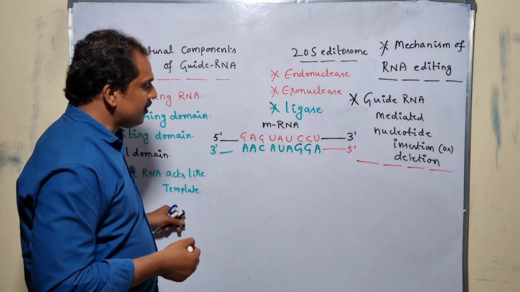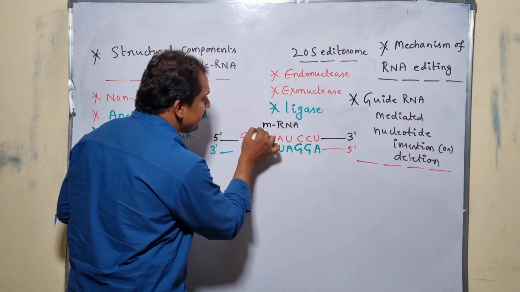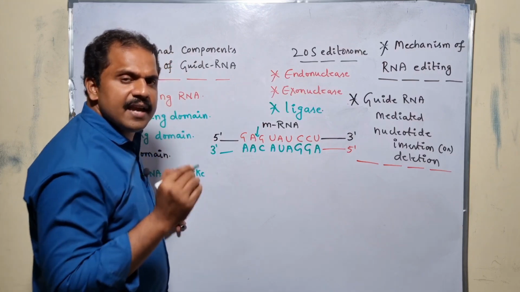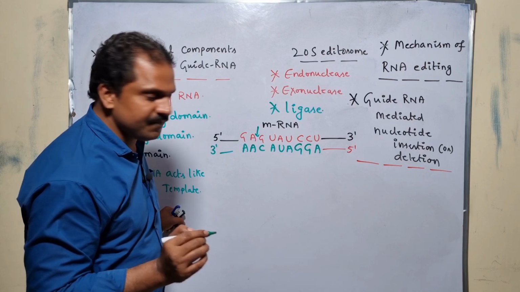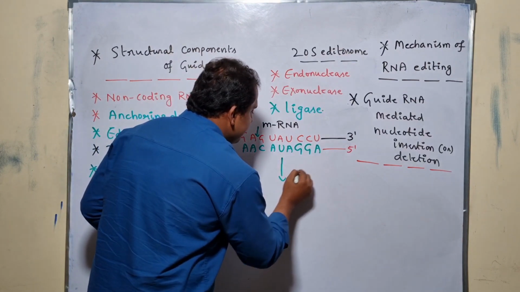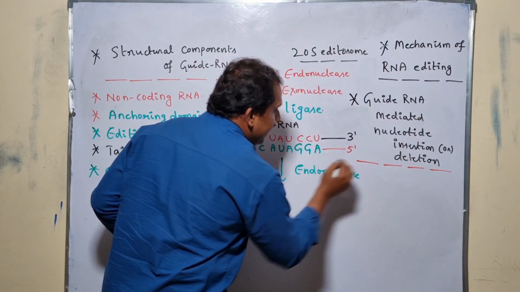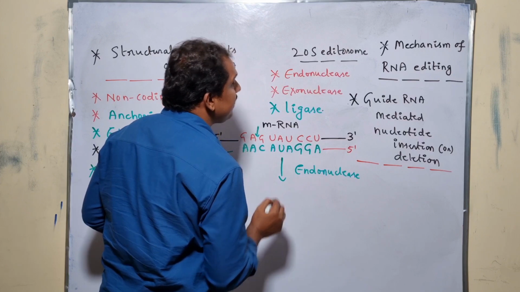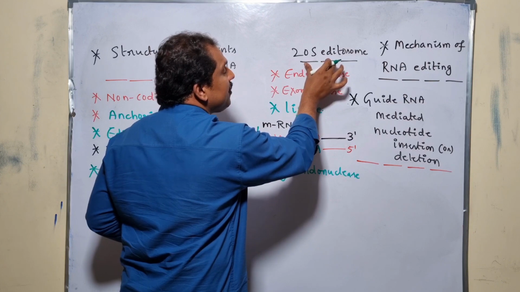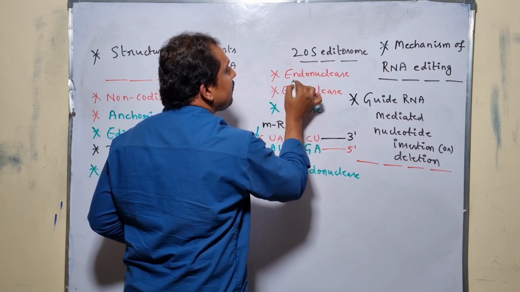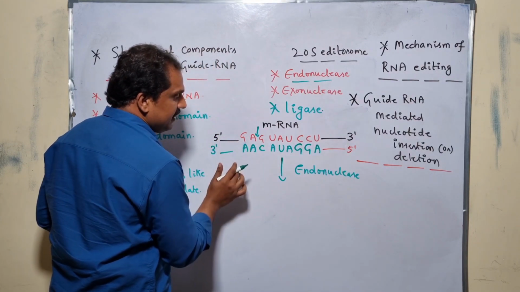Is it clear? So here when there is an availability of mismatch, in order to cleave the mismatch, one specific enzyme, which is nothing but what? Endonuclease enzyme comes into the picture. Is it clear? Endonuclease. As I have already mentioned, in order to organize the guide RNA mediated nucleotide insertion or deletion, there is a requirement of a specific complex, which is nothing but what? 20S editosome. So here the 20S editosome is composed of endonuclease. So here the endonuclease is responsible for the cleavage here.